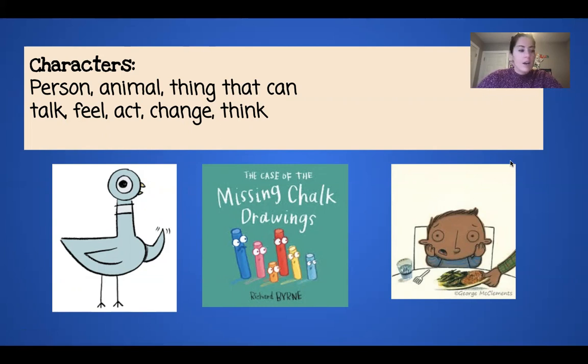Okay, so characters, they're in the stories. Some of them are main, meaning they're more important. They're more in the story. And some just have little parts in it.